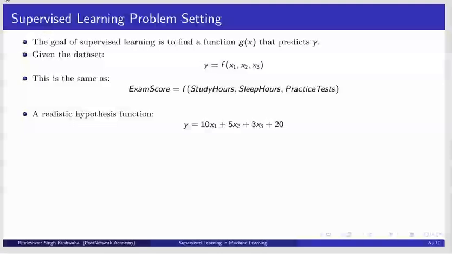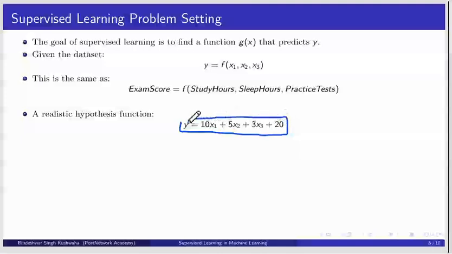Now see what the machine has learned. The machine has learned that the coefficient of study hours should be 10, sleep hours should be 5, and practice tests should be 3, plus 20. This function is learned by the machine. So machine learns a function. Always remember, in any case, generative AI, LLMs, whatever, the machine learns a function.